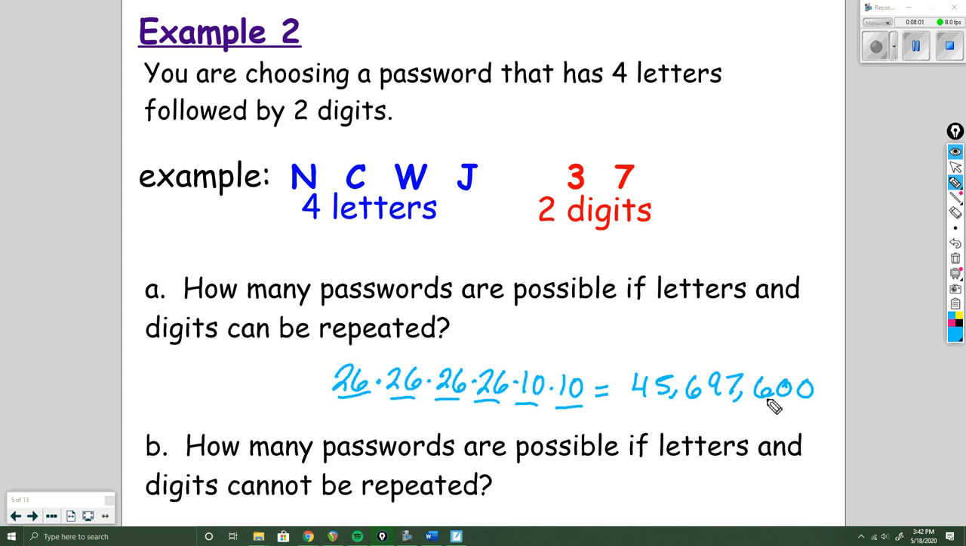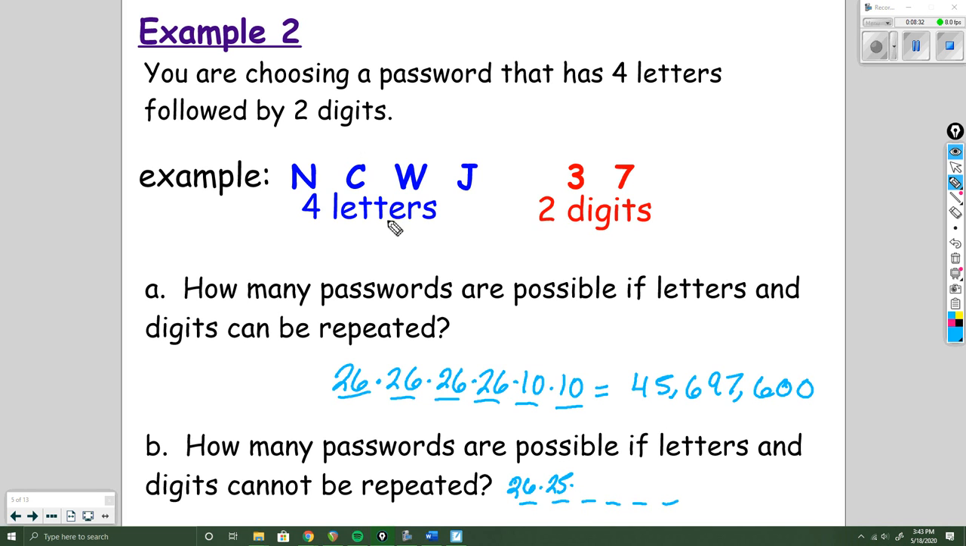In part B, how many passwords are possible if letters and digits cannot be repeated? So given these parameters, we still have 6 characters that we're choosing. The first 4 are still letters. So we have 26 options for the first letter. But once we choose that letter, it says the letters and digits cannot be repeated, so we can't choose it again. If we chose N, we can't choose N again for the second character, which leaves 1 less possibility. So we have 25 possibilities for the second character.